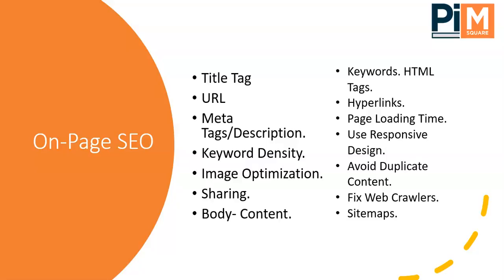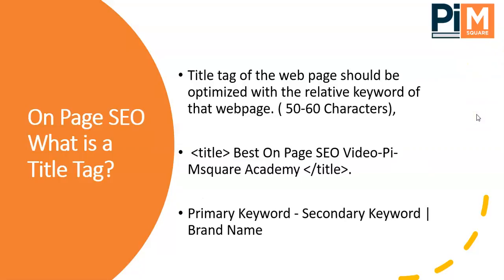So what is a title tag? The title tag of the web page should be 50 to 60 characters. Never try to cross the 50 to 60 characters of the title tag. I'll show you exactly what a title tag is. First let us know a bit about the title tag criteria. The title tag should be within 50 to 60 characters, and it looks like this in the HTML coding. The title tag should include the primary keyword, secondary keyword and brand name. Then the title tag is optimized well.